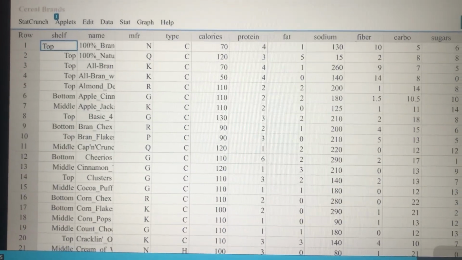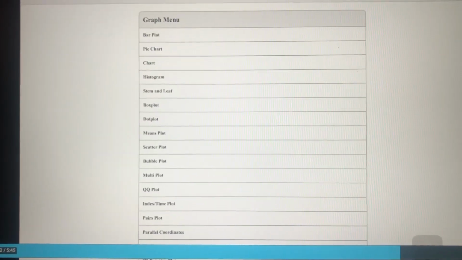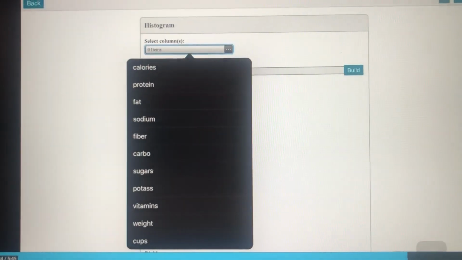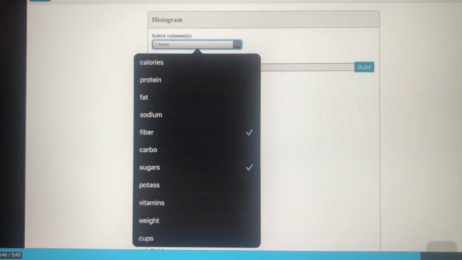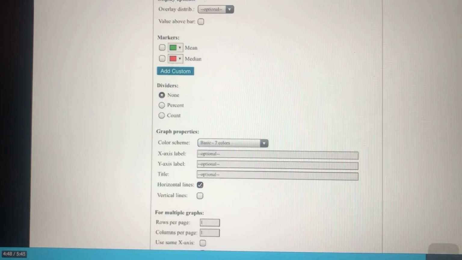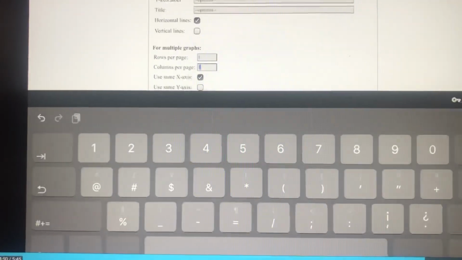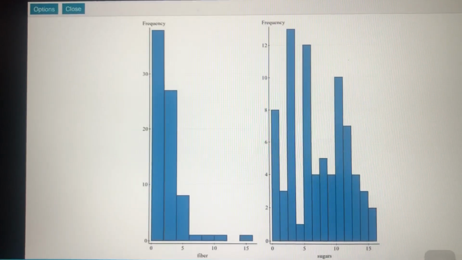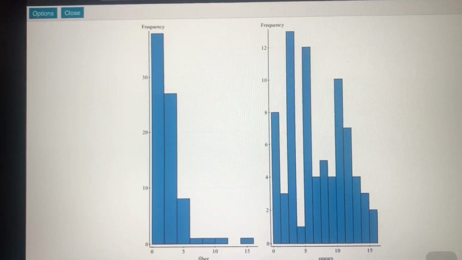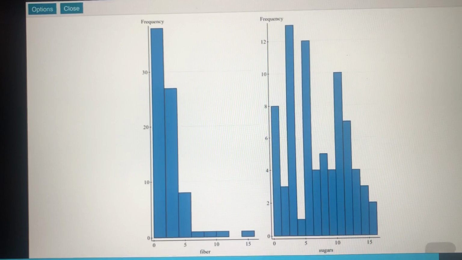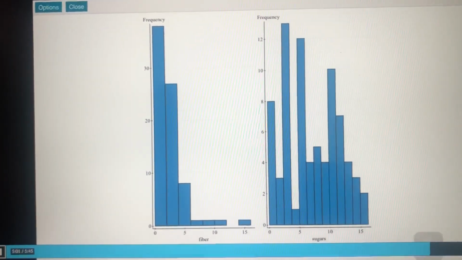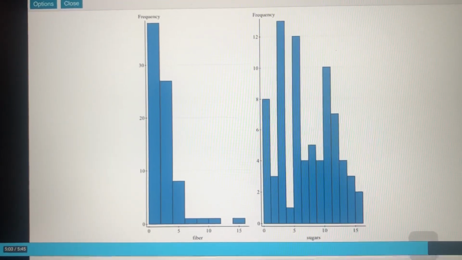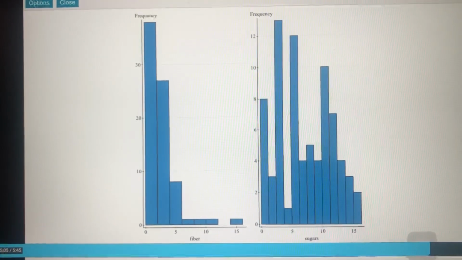We want to create histograms. We're going to go to histogram, and we're doing both fiber and sugar. We want our x-axis to be the same, and we want to have one row and 2 columns. It might look a little bit different than what's on your paper because the y-axis is stretched here.